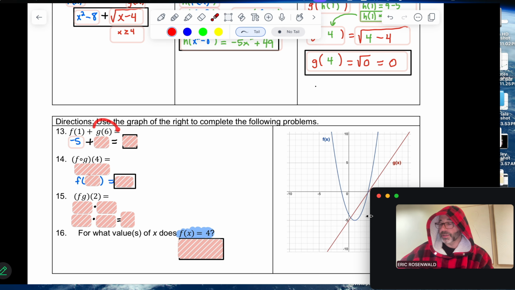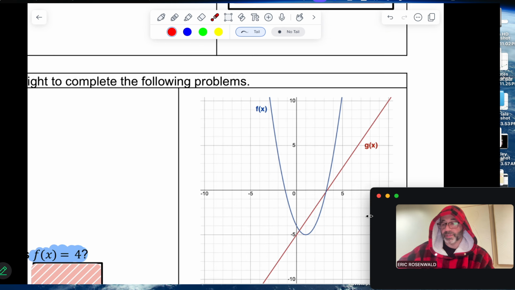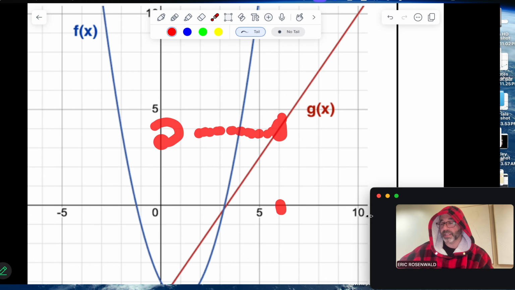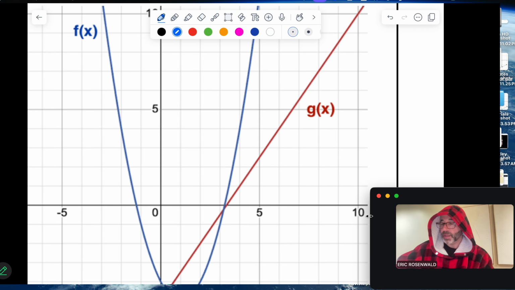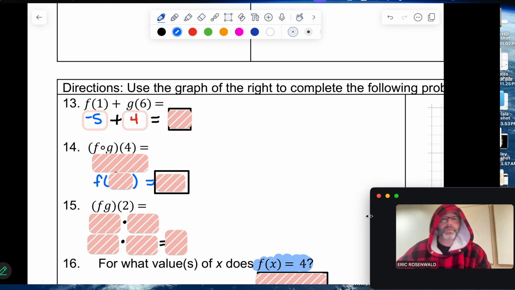The next part we're going to do is g of 6. G of 6 is the red function, so it's this one right here, and we're going to evaluate when x is equal to 6. Well, 6 is right here. I'm going to go to my graph, which is right at 6, and we're going to go all the way over to the y value, and you can see that that's a 4 right here. Because the coordinate that's right there at this spot is (6, 4). So when x is 6, y is 4. And so we can pull that up. It's going to be a 4. So we have -5 plus 4, which is equal to -1.